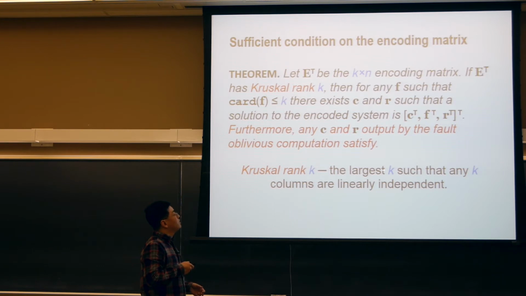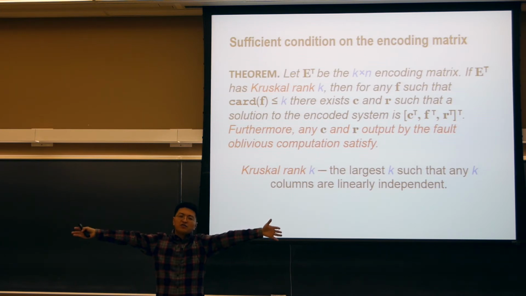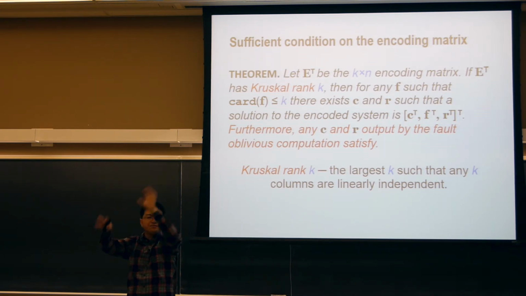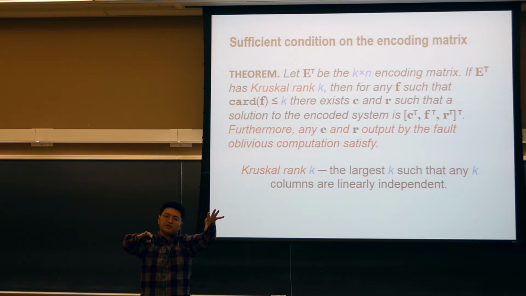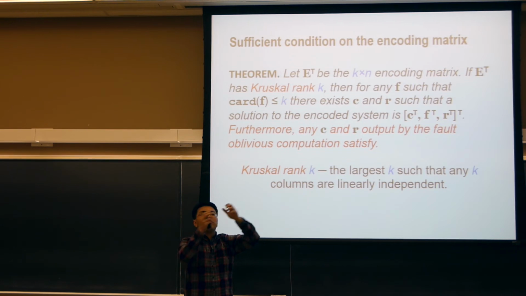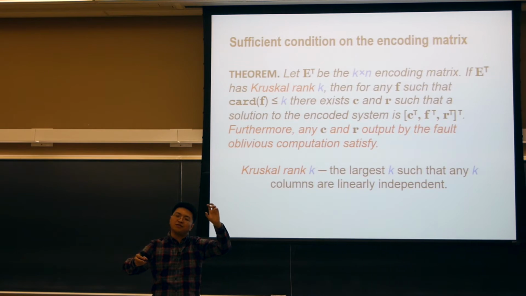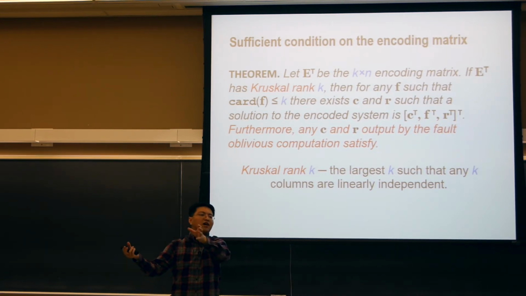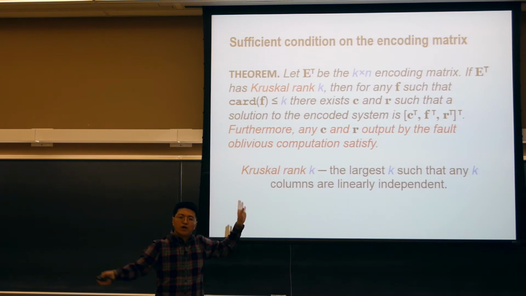The critical rank of a matrix, of a fat matrix, is the largest k such that any k columns are linearly independent. So intuitively, E transpose is k by n. If we just randomly pick any k columns from that fat matrix, it's non-singular. It's linearly independent. This condition is stronger than E being full rank, because full rank gives no guarantee that any random k columns will be linearly independent. You may find some k columns linearly dependent, but some are not. So critical rank k is stronger than E being full rank k.